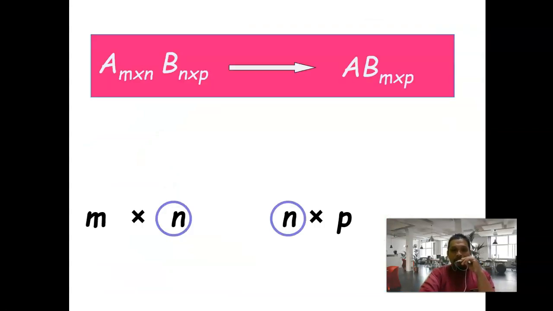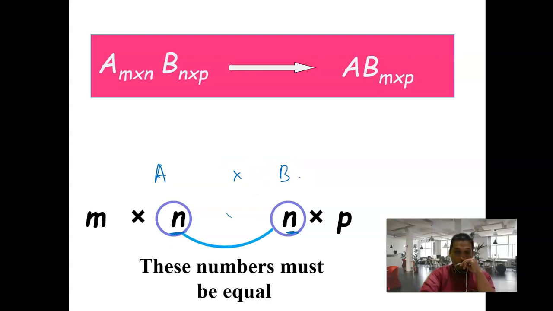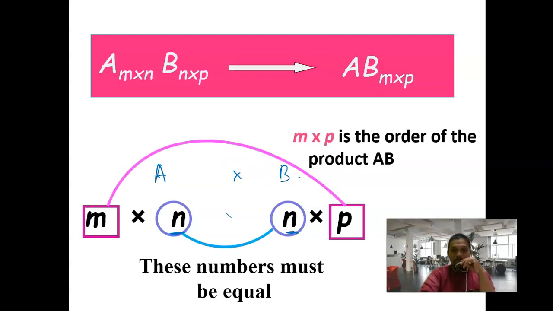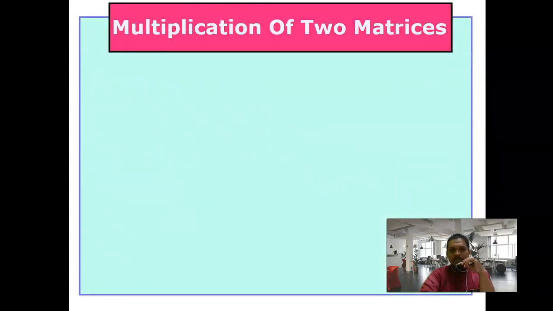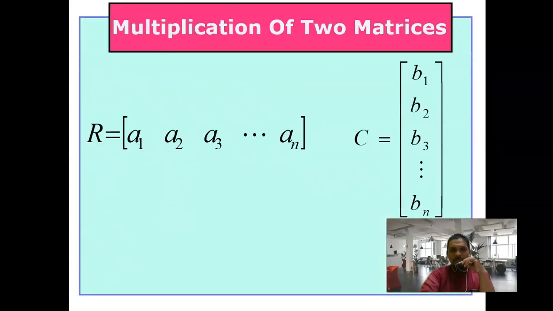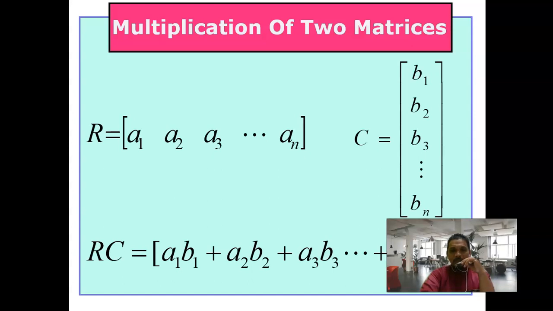Okay, so that's it. The thing that I mentioned to all of you just now: make sure that the column of the first matrix equals the row of the other matrix before we can multiply these two matrices, A and B. This number must be equal. And m times p is the order of the product AB, the result. Okay. So, multiplication of two matrices.